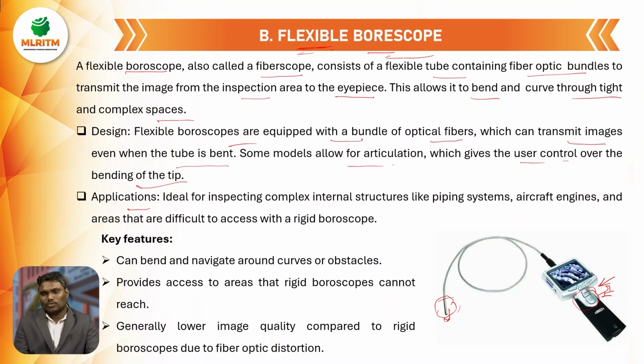The applications of the flexible boroscope: it is ideal for inspecting complex internal structures like piping systems mainly, and aircraft engines also. Inspection can be done in aircraft engines mainly, and in areas which are difficult to access with a rigid boroscope. Where an area cannot be accessed by the rigid boroscope, the flexible boroscope has the benefit. The key feature of a flexible boroscope is it can bend and navigate around curves and obstacles. It provides access to areas that a rigid boroscope cannot reach.